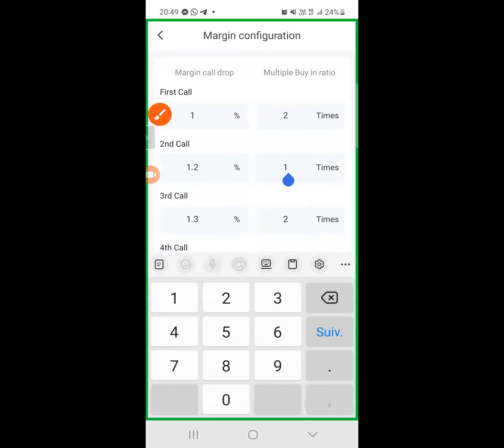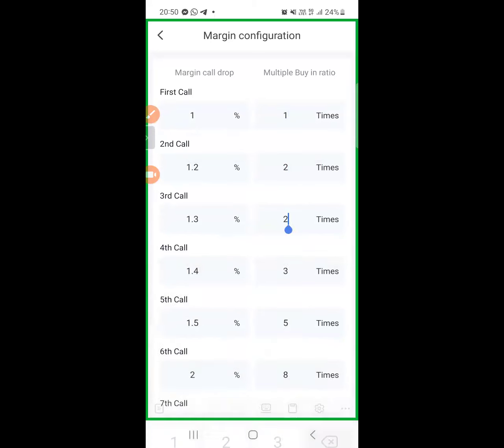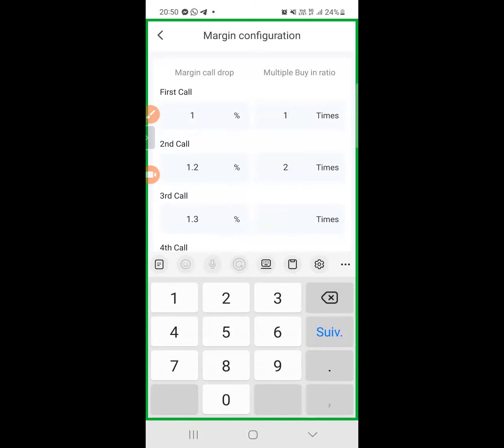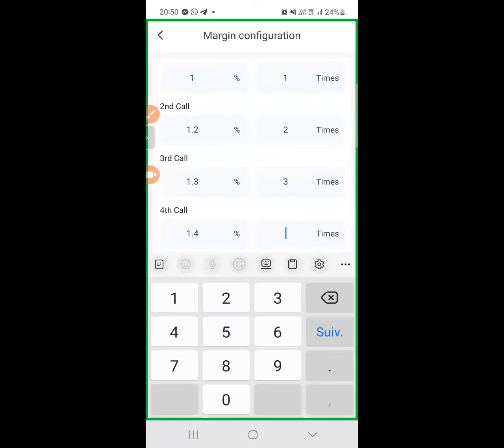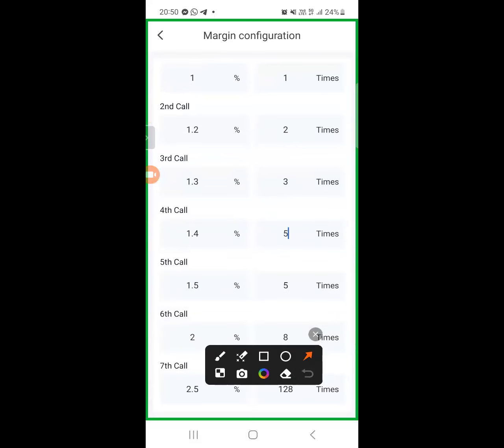I am mistaken here. Here is 1. Sorry, here is 1. Okay, then 1 plus 1 here is 2. Then 2 plus 1 making 3 here. Okay, then 3 plus 2 making 5. Okay, 5. So you see, from first to the fourth call, you can make the Fibonacci settings here. Okay, from first to the fourth call.